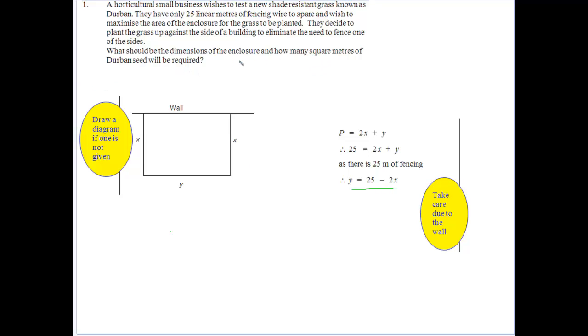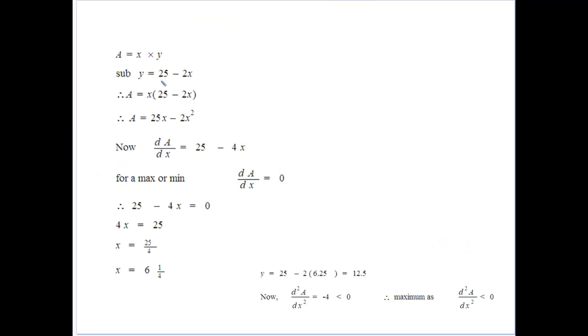And we should have taught this: what should be the dimensions of the enclosure? We want to find those dimensions. So again, we need to look at our area, which would be x times y, but we can't derive that because x and y are different variables. So we need one variable in terms of the other. There's our area. We substitute y in: x times (25 minus 2x) gives us the area of 25x minus 2x squared.